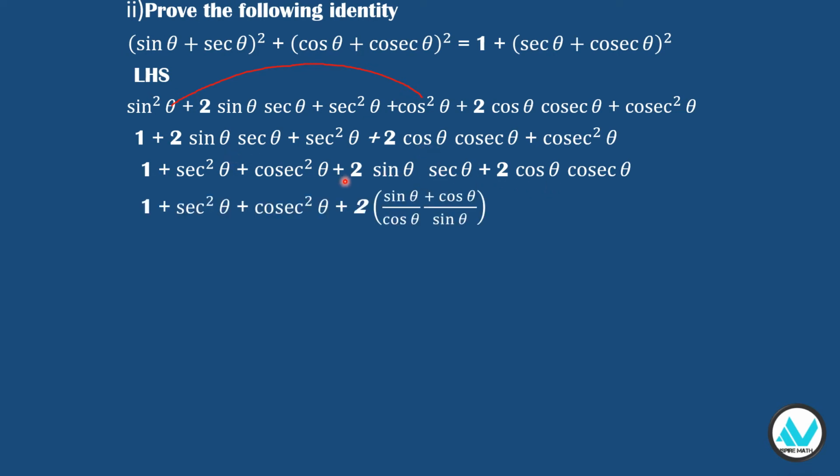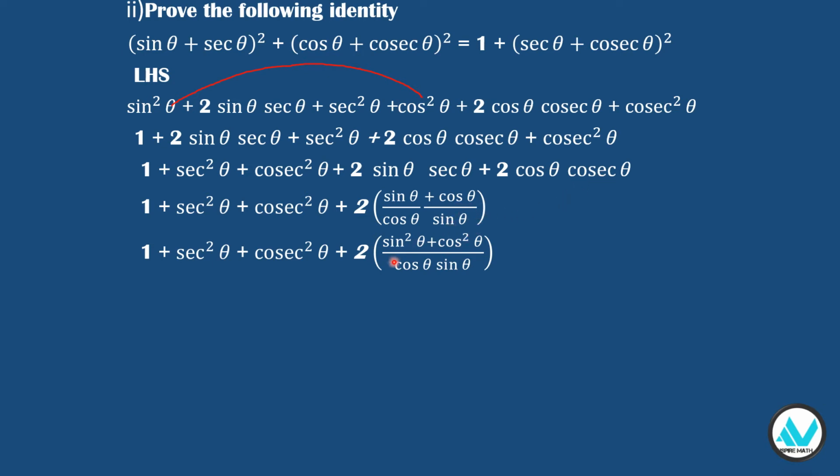So I am going to make changes only for this one, that is I am going to take 2 outside and I have sin theta here. In place of secant theta I can write 1 by cos theta. So I have written sin theta by cos theta. Again here cos theta, let me write here, and for cosecant theta I can write 1 by sin theta. That's what I have written here, cos theta by sin theta.